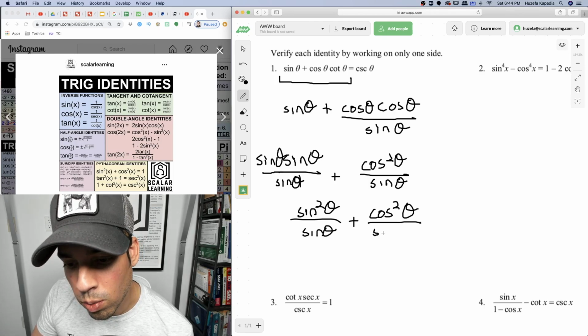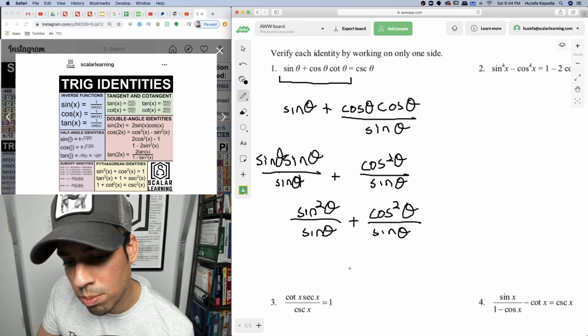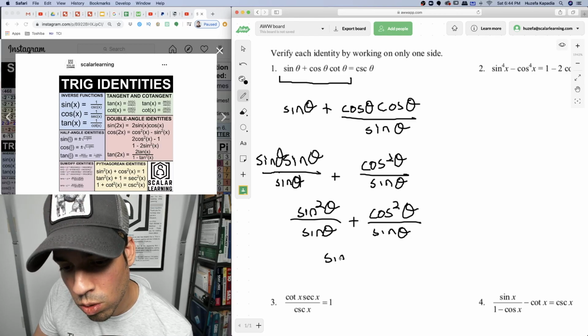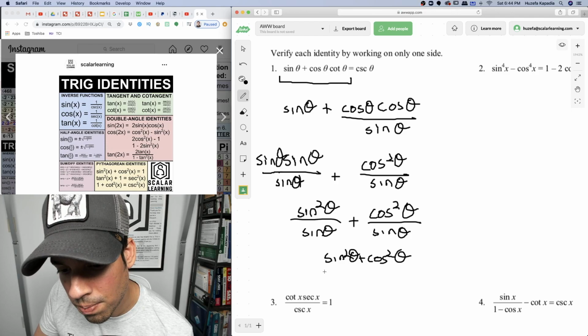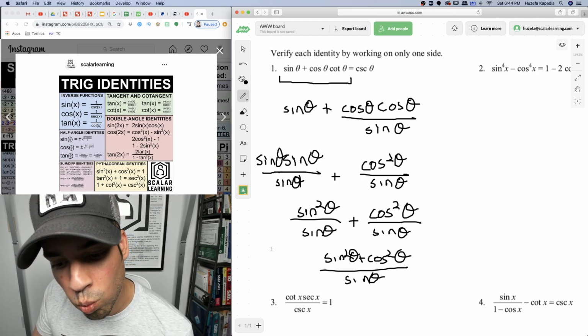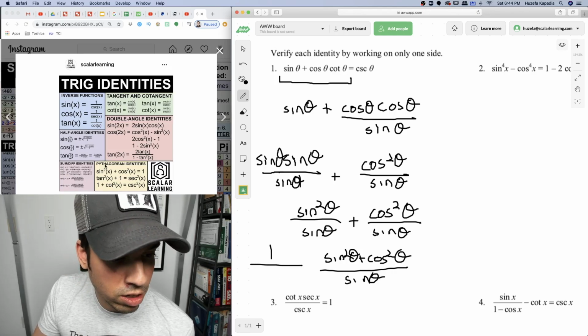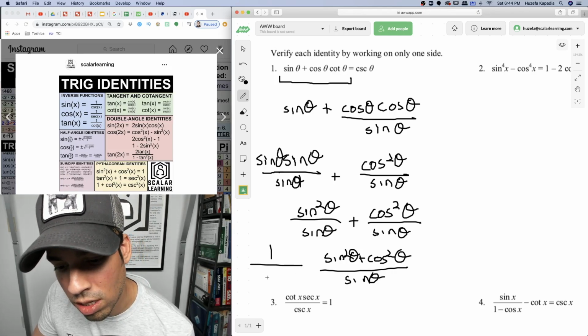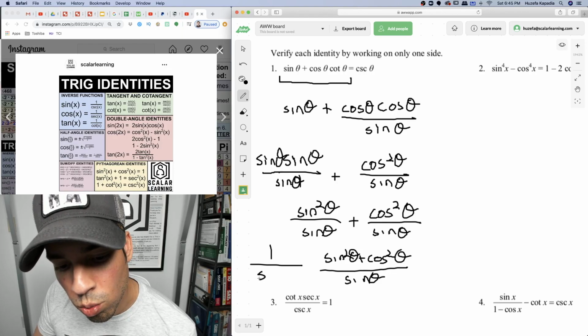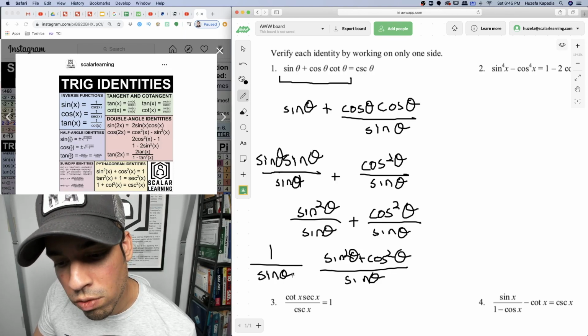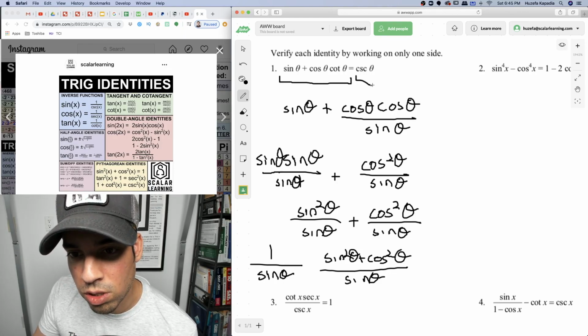Okay, next we can now combine these guys, right? We can just simply add them and throw them together. So now I have sine squared theta plus cosine squared theta over a common sine theta. Sine squared plus cosine squared is actually 1. That's right here, the Pythagorean identity. Sine squared plus cosine squared is 1. So it's 1 over sine theta. And 1 over sine theta is, of course, cosecant of theta.